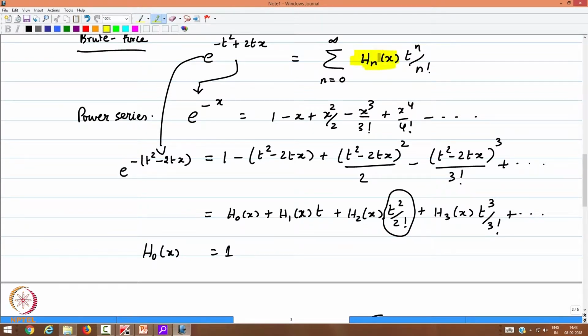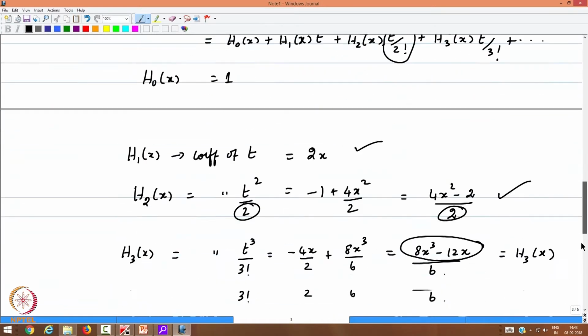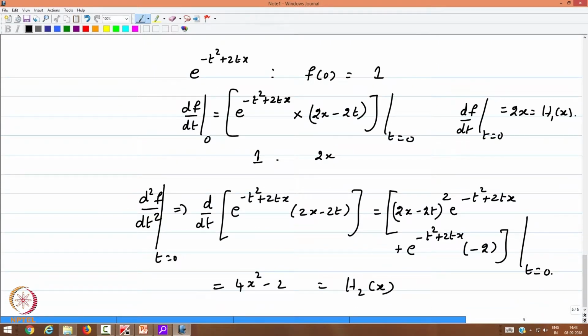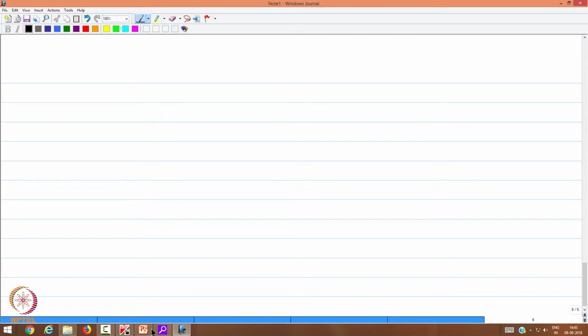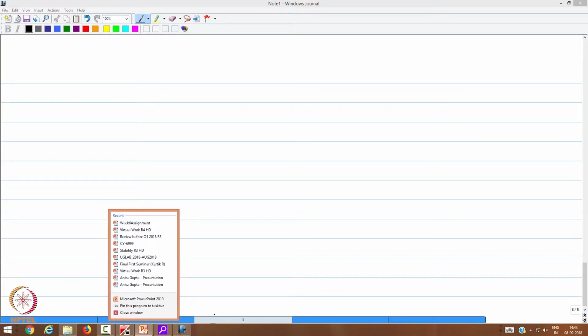So these are essentially d^n f / dt^n evaluated at t equal to 0. That's that. This is the other method. As you learn more and more, you try to be more and more efficient and quick in doing. Brute force is the last thing that you do. If you know no other method, yes, go ahead and use the brute force method.